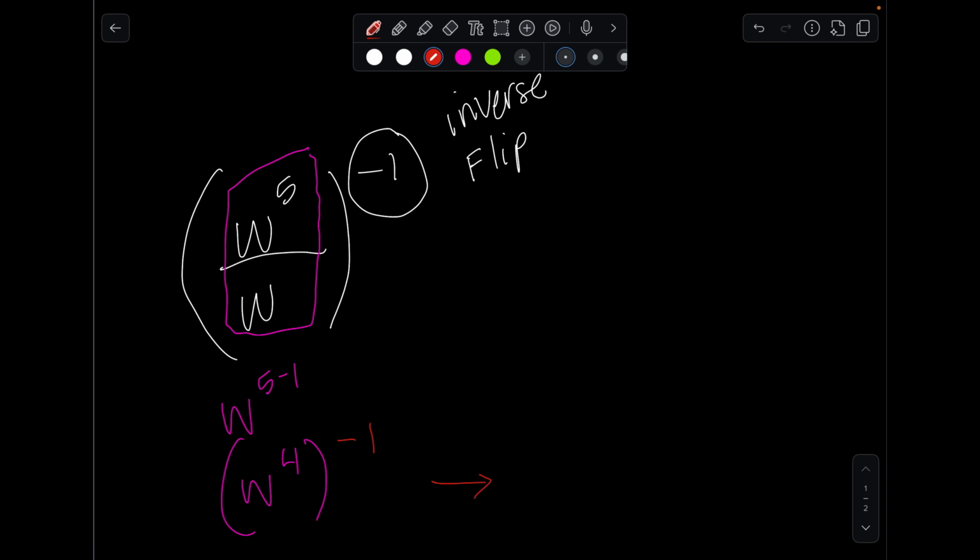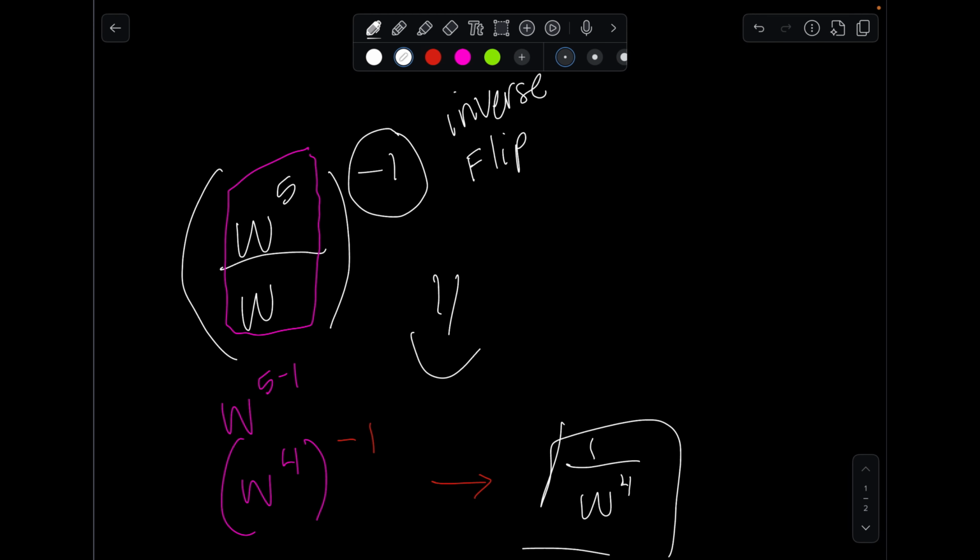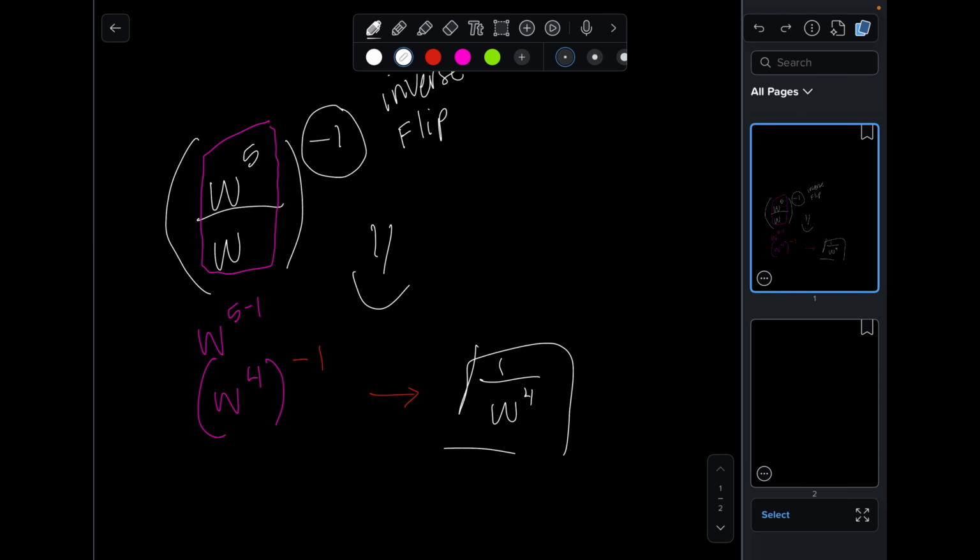Now flip it. What is the inverse of w to the 4th power? 1 over w to the 4th power, right? Put it as a fraction, and there you go. This, I think, is the better way to do it. Handle what's inside your house first, and then flip it, okay? Let's try another one. Get this in your notes. Pause the video.